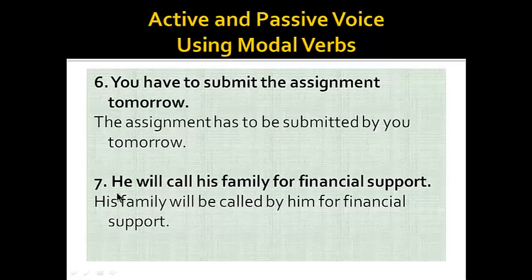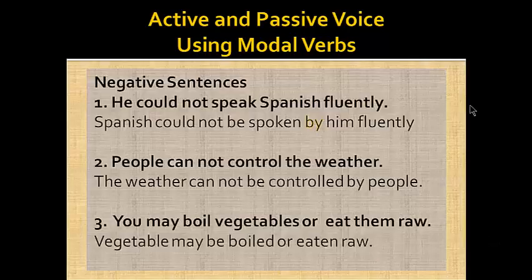Sentence number 7 says, he will call his family for financial support. His family will be called by him for financial support. In this sentence, his family is the object, so it will go to the subject place. And as I have already told, you need to put that modal verb followed by be and past participle form of the verb. In negative sentences we add not.